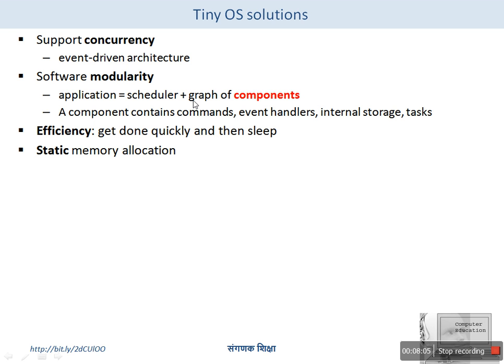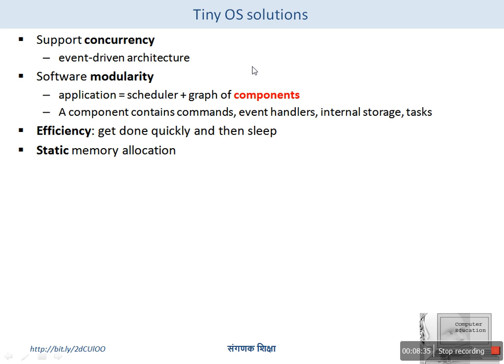Now a component contains commands, some event handlers, some internal storage, and tasks. Tasks are the actual work performed by a sensor node. So that's why we call the components the basic unit of the program, because they have the actual task which is to be performed by a sensor node. So by the component architecture, TinyOS supports software modularity.